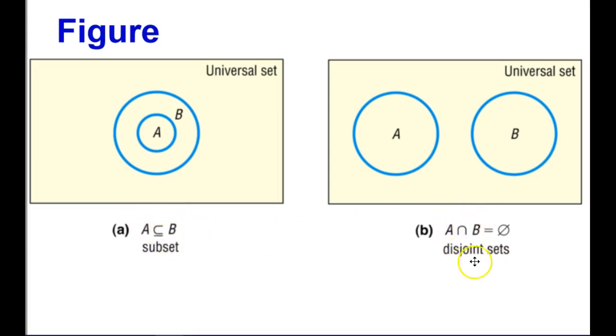Okay? I can also have disjoint sets. And that's where this 0 with a line comes through. That tells me that they don't have anything to do with each other. They don't overlap at all in my universal set.